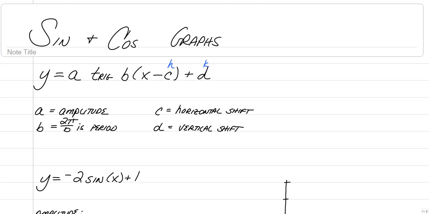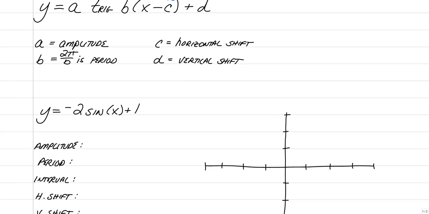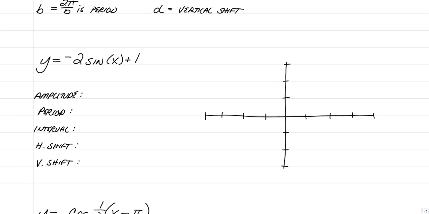So what we're going to do is talk about multiple parts or multiple transformations in graphs and work our way all the way up to one that has 4 different shifts. So the first thing you're always going to want to do with these is list some of the important information.